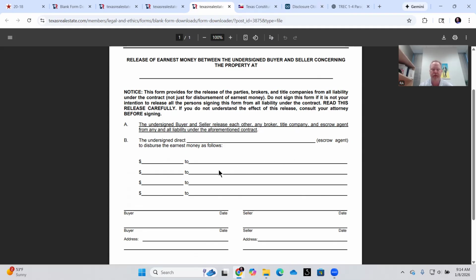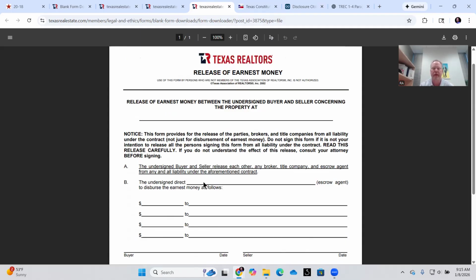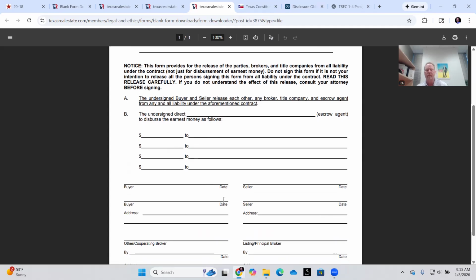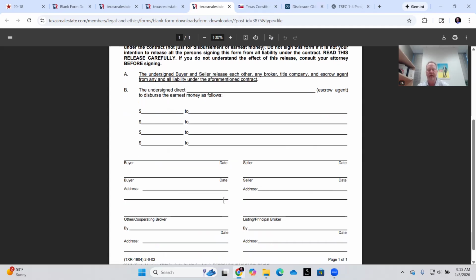The reason there's several lines on here, sometimes in a divorce situation, seller's going to get the money. That earnest money would be split, typically half and half, one half going to one party and half going to the other party. Sometimes the parties agree to split the earnest money where the buyer gets half of the earnest money and the seller gets half of the earnest money. However y'all agree to split up that earnest money, this is where it's going to go. This is the form that the title company is going to want before they release earnest money.